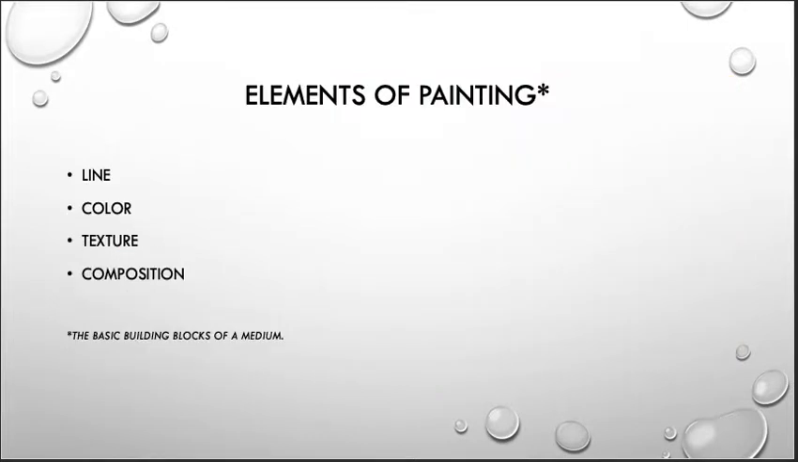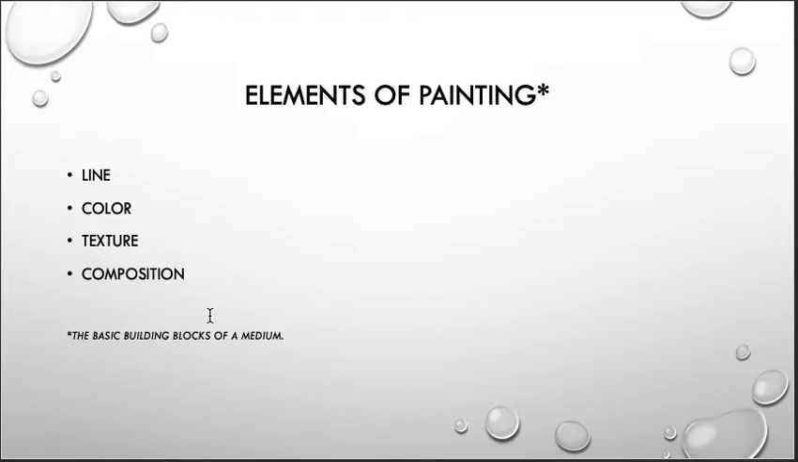Okay, let's talk about the elements of painting. When we're talking about elements of painting, we're going to talk about the elements, and then we're going to talk about composition. Those are sort of the two aspects, okay? The elements of painting are line, color, texture. And composition is the bigger picture, where we take a step back and look at how all the pieces work together as a whole. So these are the more detailed items of the painting.